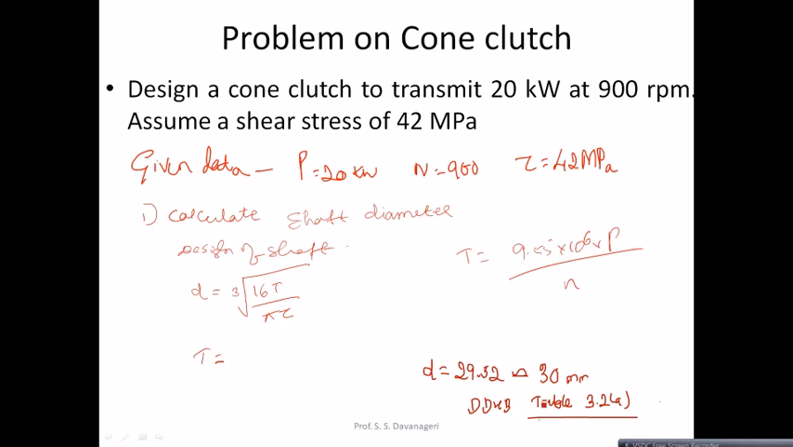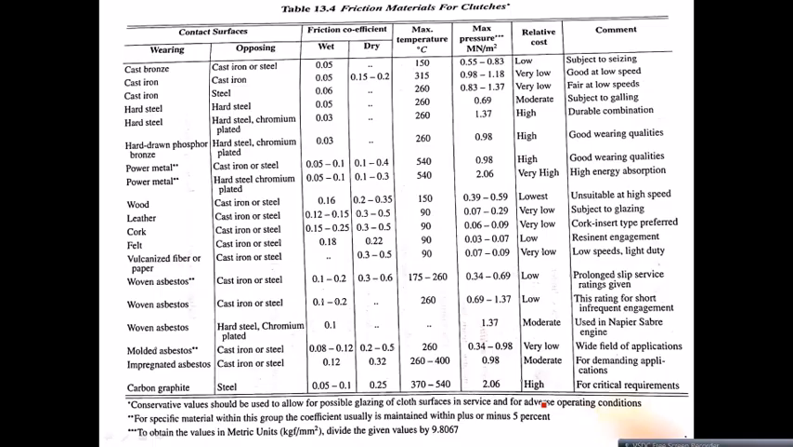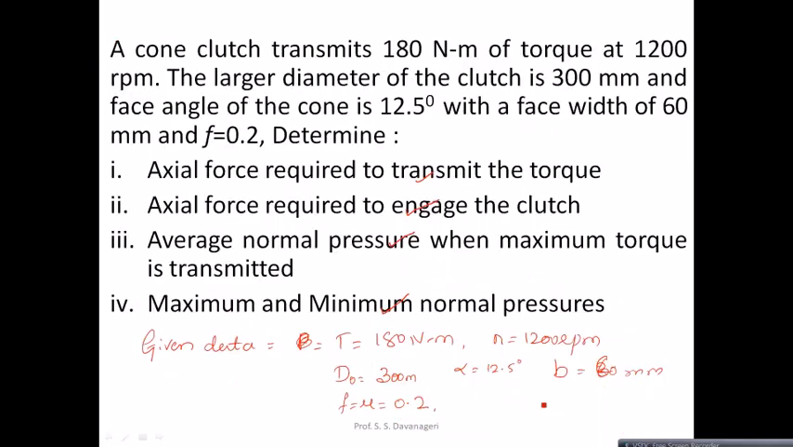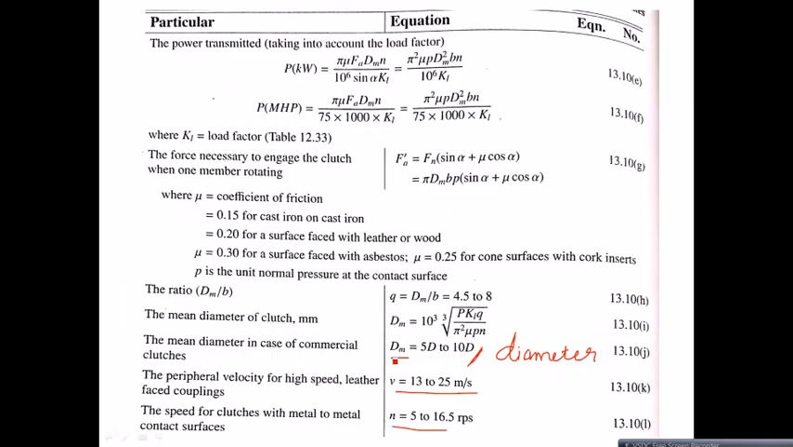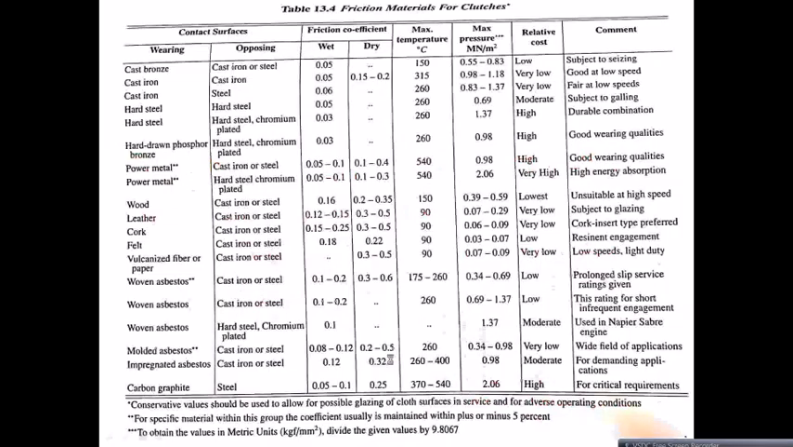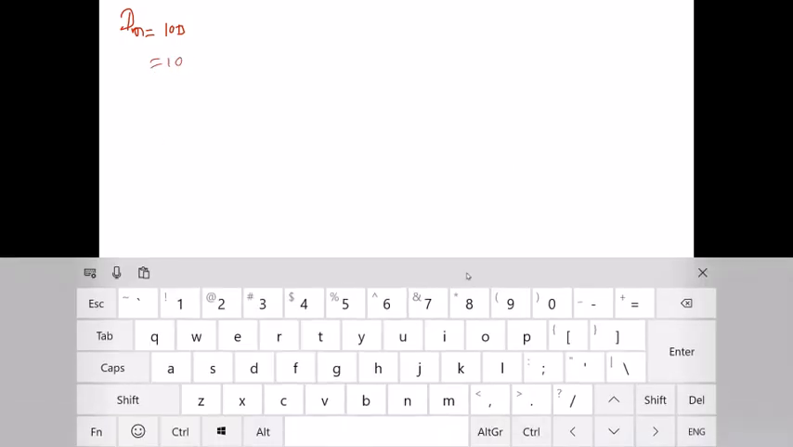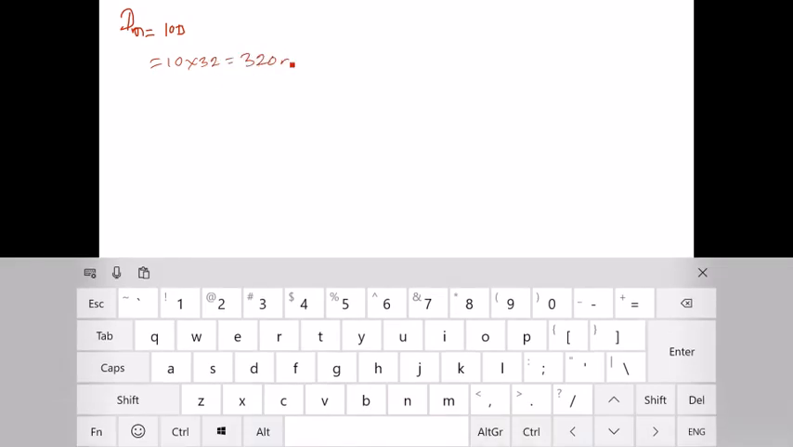So now once you got the diameter, based on the diameter proportion, you can select the mean diameter. I think you have come across the formulas. Here the mean diameter can be taken as 5 times the shaft diameter to 10 times the shaft diameter. We'll take the maximum, that is 10d. So the mean diameter is 10 into 32, you are going to get 320 mm. Okay, 320 mm is the mean diameter.